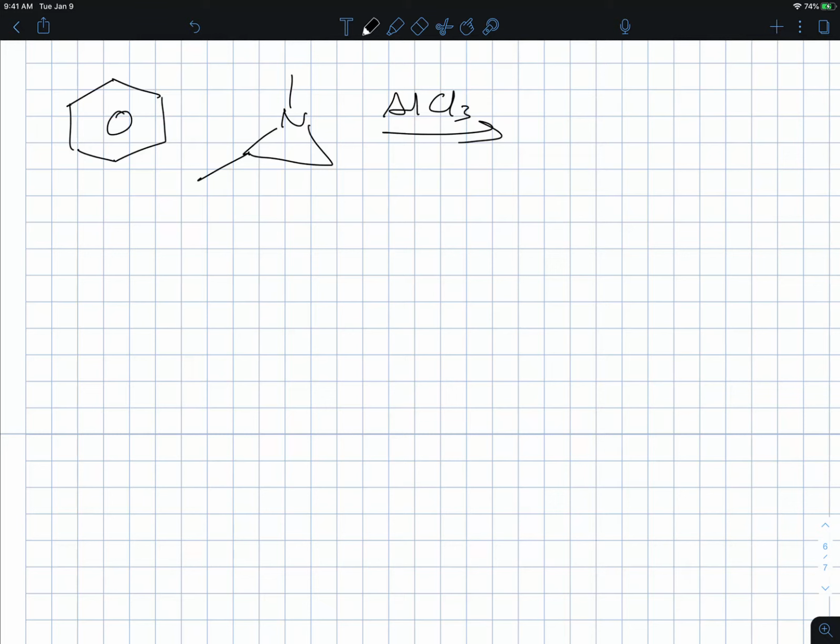For this problem, I'd like you to predict the major and minor products of the reaction as well as provide a mechanism for how they're formed. So pause the video, take a few minutes to figure that out, and when you're ready, unpause the video.